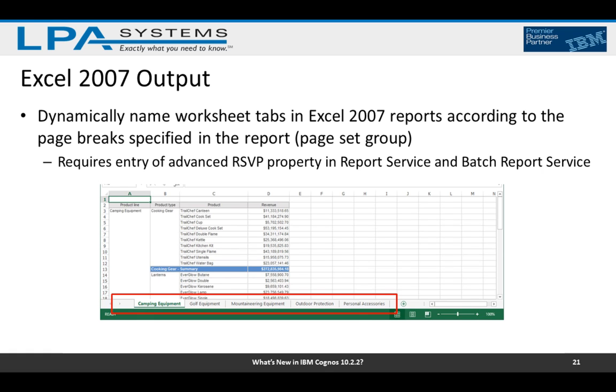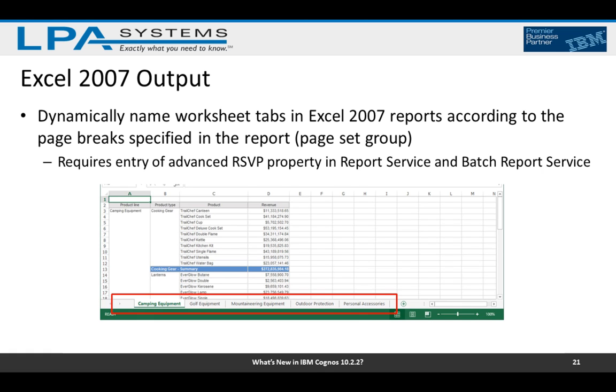Now across all of the tools, when you express your output in Excel 2007, if you set an advanced property in the report and batch report services, you could tell Cognos, when there is a page break defined in the report, to label the tabs in Excel with the value of the page break. So in my example here, I wrote a report and told Cognos to page break on product line. Then I set this RSVP property, and when I run the report to Excel 2007 output, it will express the report a tab per page.